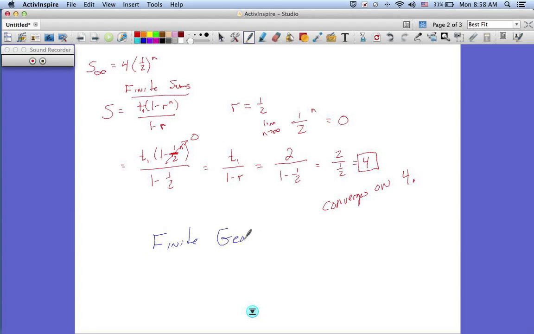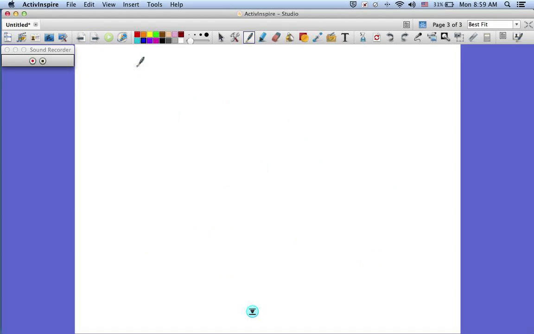Okay, so our infinite geometric sum. Remember, the absolute value of r, the ratio, must be less than 1, and that formula for s sub infinity is the first term simply over 1 minus the ratio. And that is our infinite geometric sum. Let's look at one more example here before I let you loose.